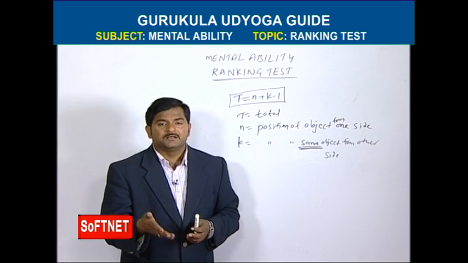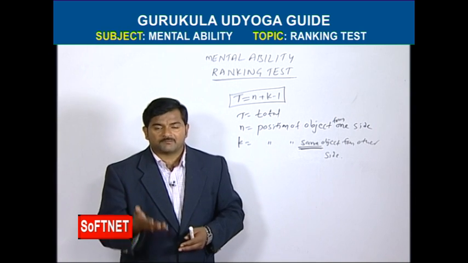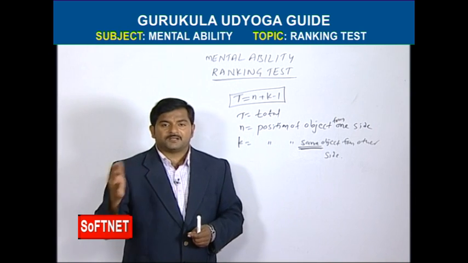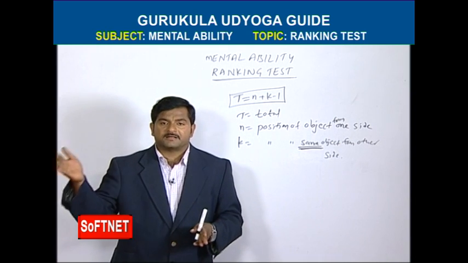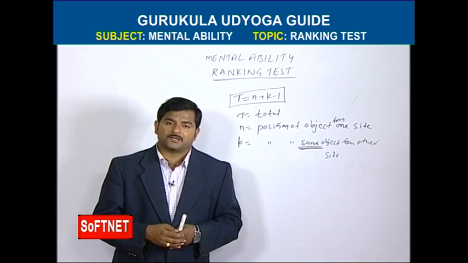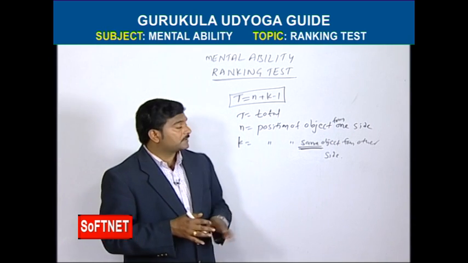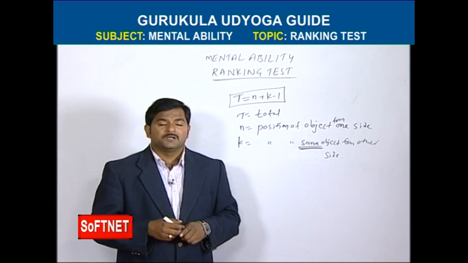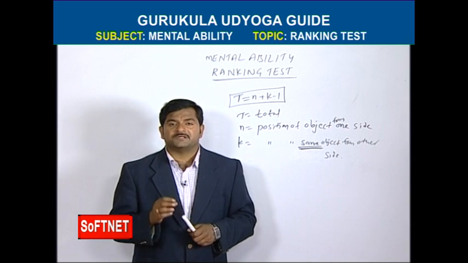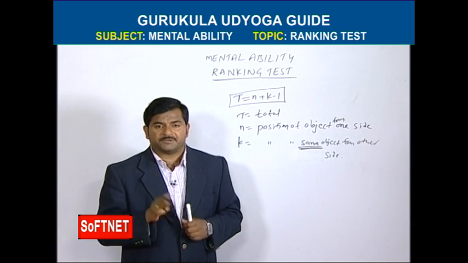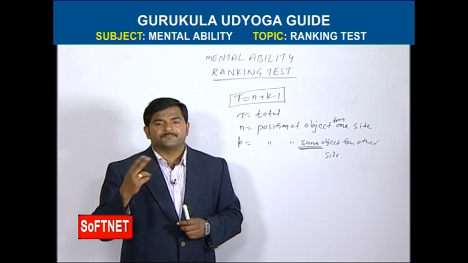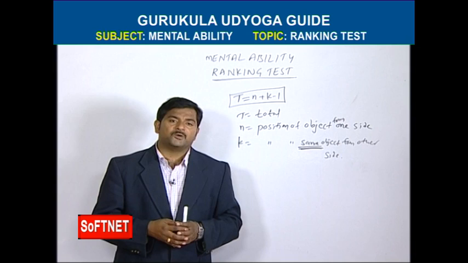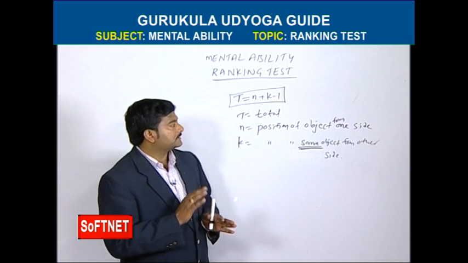Left side and total will be given, and he asks to find the right side. Or total and right side will be given, and he asks to find the position of the object from the left side. Or left side and right side will be given, and he asks to find the total objects. This came from this logic only. T is equal to n plus k minus 1 has three parameters; out of three, he gives any two and asks you to find the third. So that is one point.